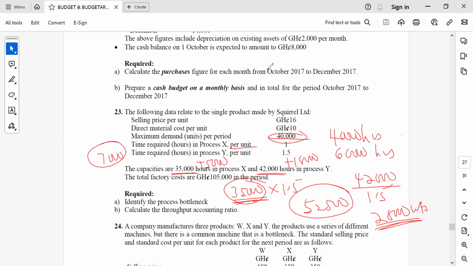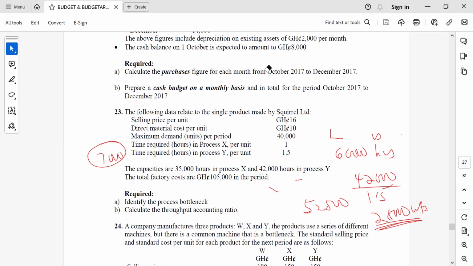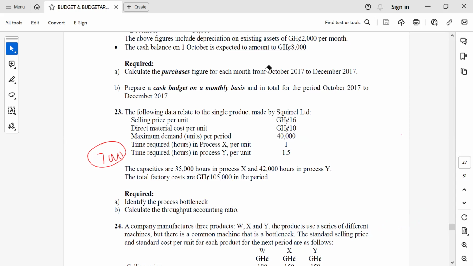But let's come to identify the bottleneck process. We have done that. Both processes are going to be having issues. Both X and Y present a problem to us. For X, we need an additional 5,000 hours. For Y, we need an additional 18,000 hours to be able to produce the 40,000 units. But if we cannot get that, then we have to produce only 28,000.